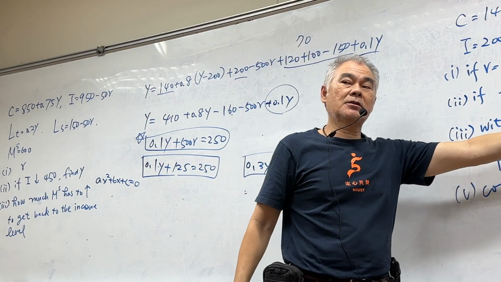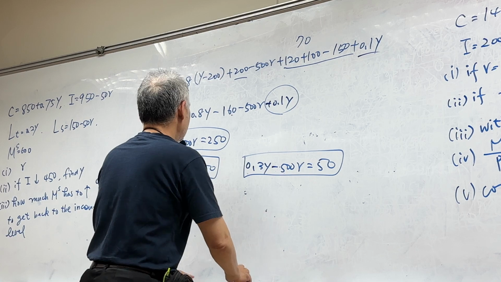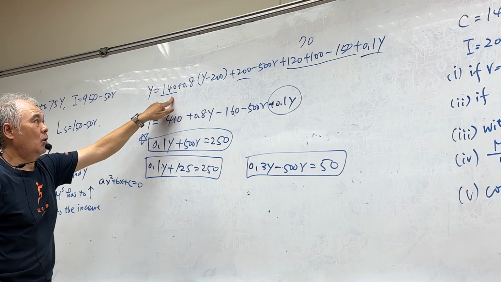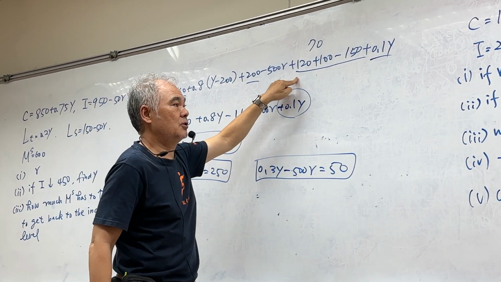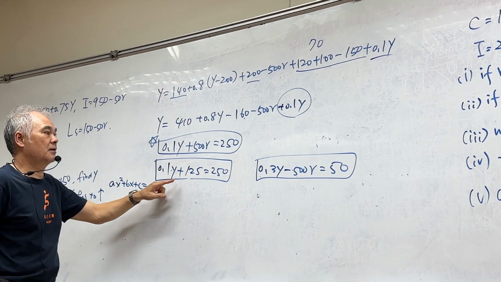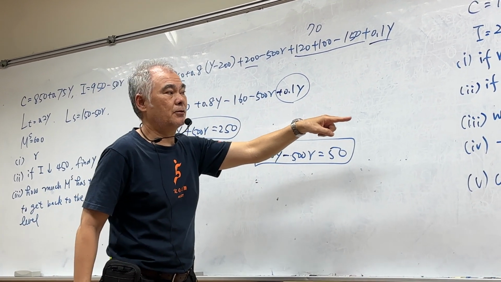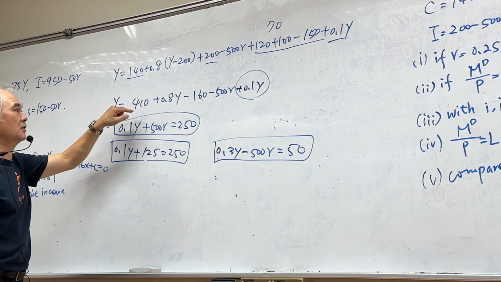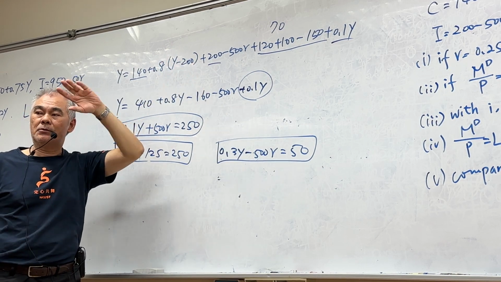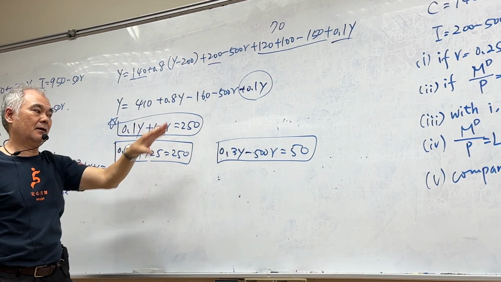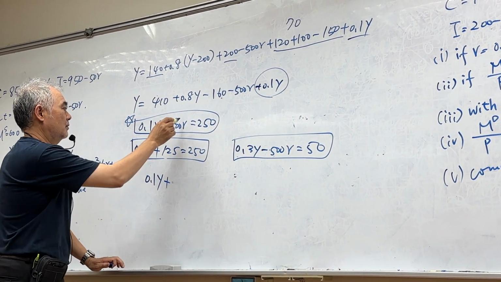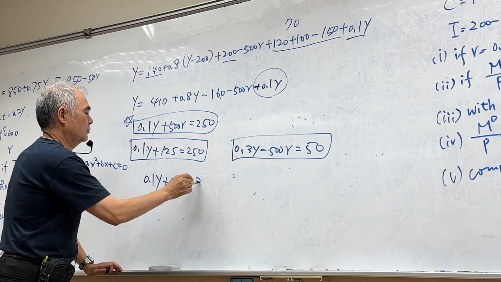If X increases by 30, what will happen? As you know, this IS curve derives from C plus I plus G plus X minus M. So if X bar increased by 30, it means the right hand side increased by 30. You don't have to go through the steps again. You just add 30, and this is the new IS curve: 0.1y plus 500R is equal to 280.